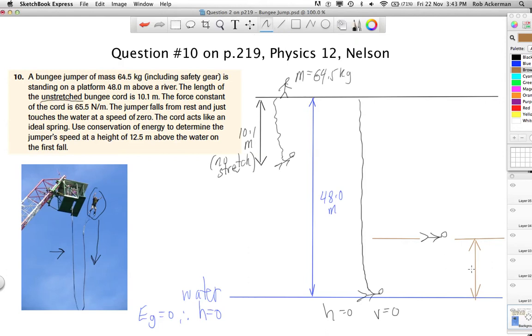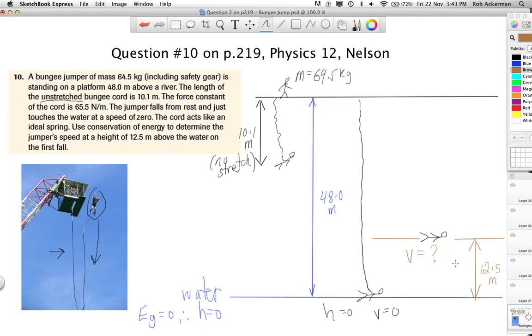This is the 12.5 meters above the ground. There we go. And of course the person is moving, and we don't know how fast, so we've got a question mark there.